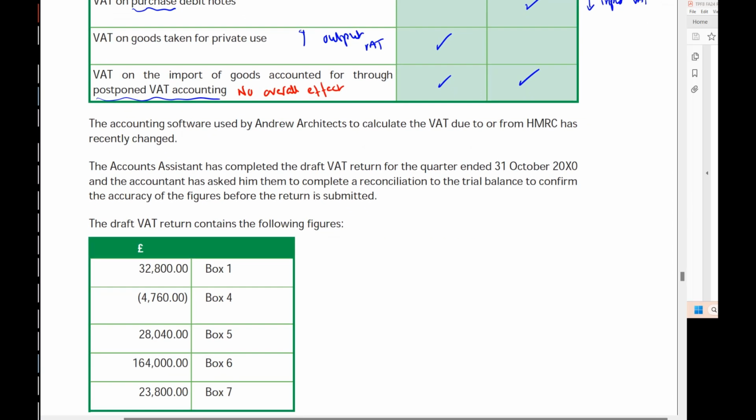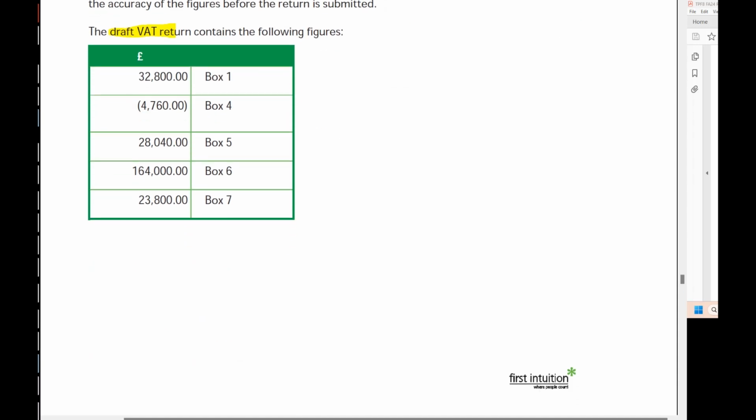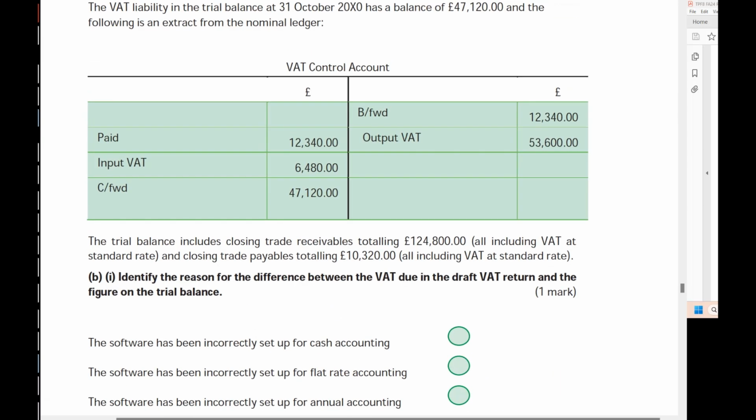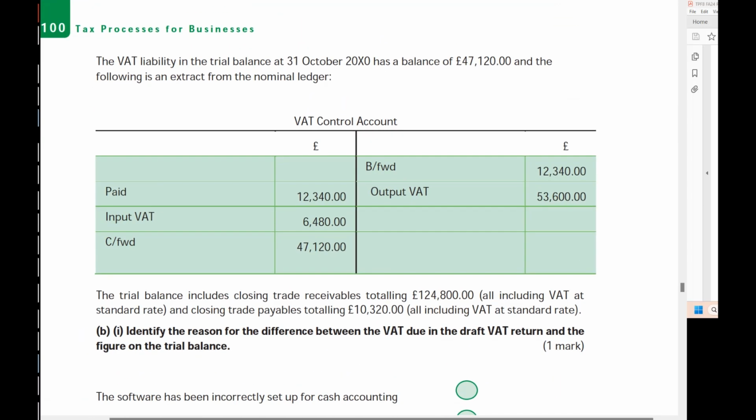We've now got the accounting software used by Andrews Architects to calculate the VAT due to or from HMRC. But the software has recently changed, and the accounts assistant has done a draft VAT return for the quarter to October. But the accountant has asked them to complete a reconciliation to the trial balance just to check everything's fine before we push the button and submit our VAT return. So the VAT return itself has these figures in. And the VAT liability in the trial balance, as at October, has a balance of 47,120 and is put together like this.